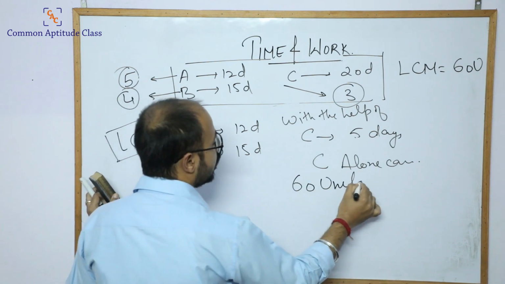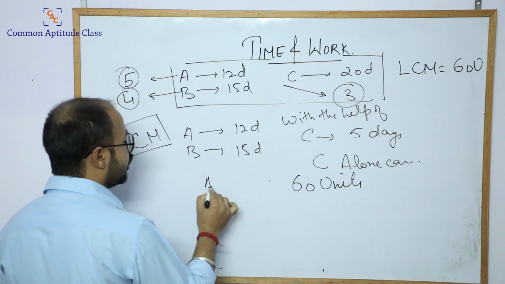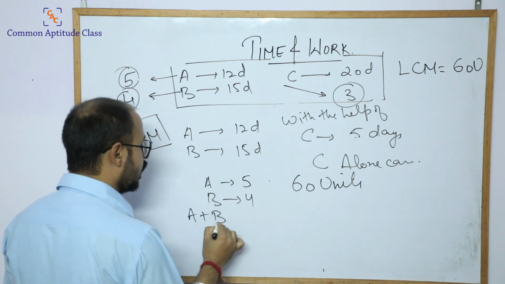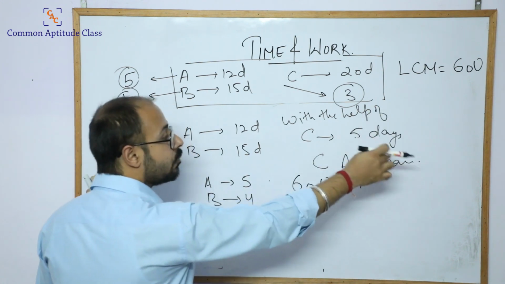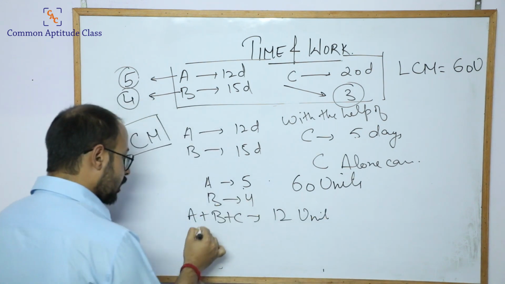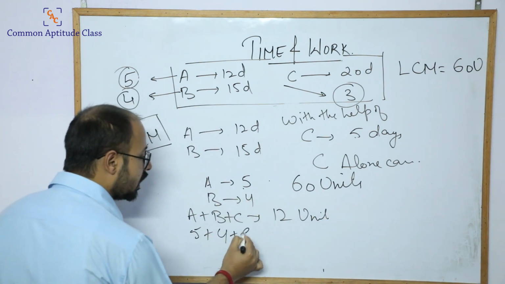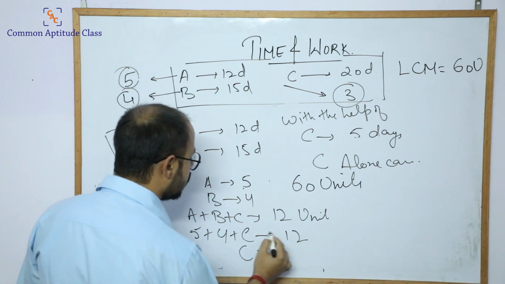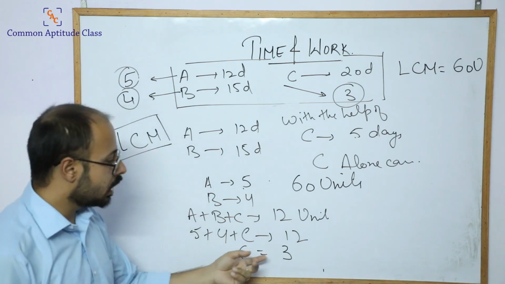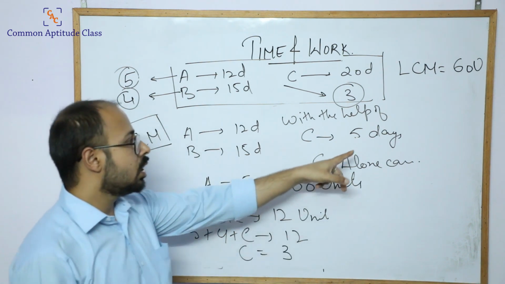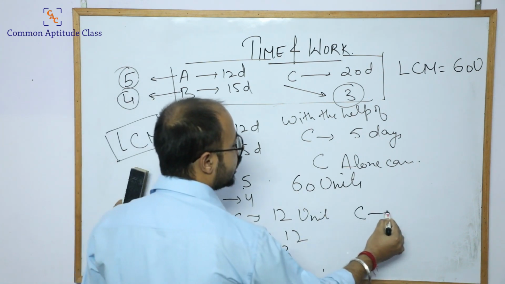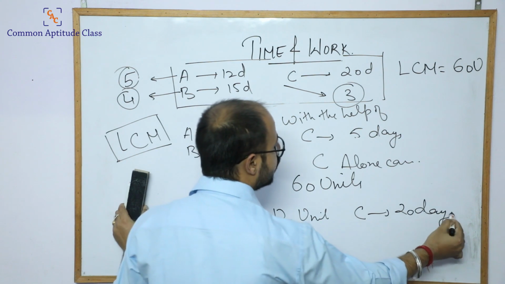60 units again. So A alone forms how many units? 5. B alone 4. A plus B plus C form 60 units in 5 days, that means 12 units per day. So A is 5, B is 4, C is C, that is 12, so C is equal to 3 units. C produces 3 units per day. So to form 60 units, how many days will it take? 20 days. Then C will take 20 days to complete the work.